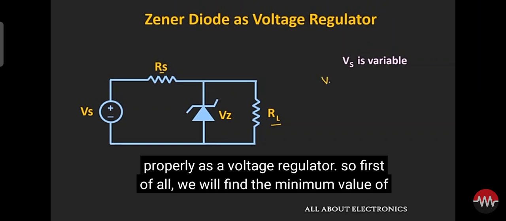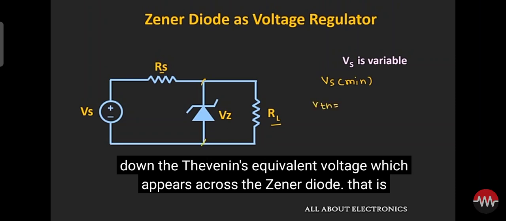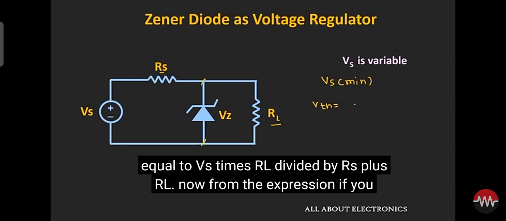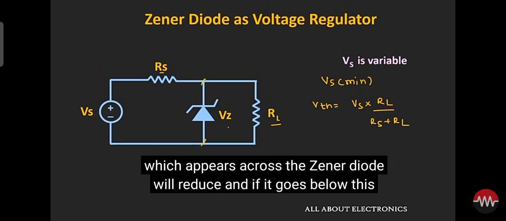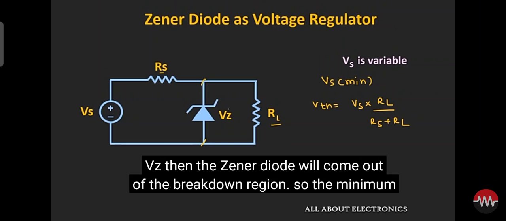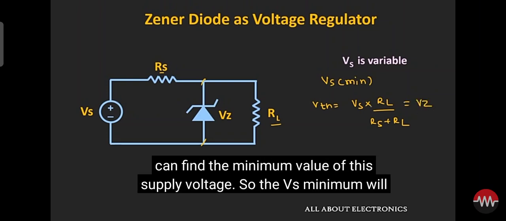So first of all, we will find the minimum value of this supply voltage. And for that, once again, let us write down the Thevenin's equivalent voltage which appears across the Zener diode, that is equal to Vs times RL divided by Rs plus RL. Now from the expression, if you observe, as we reduce the value of this Vs, then the Thevenin's equivalent voltage which appears across the Zener diode will reduce. And if it goes below this Vz, then the Zener diode will come out of the breakdown region. So the minimum value of this Thevenin's equivalent voltage should be equal to Vz. And from this we can find the minimum value of this supply voltage.